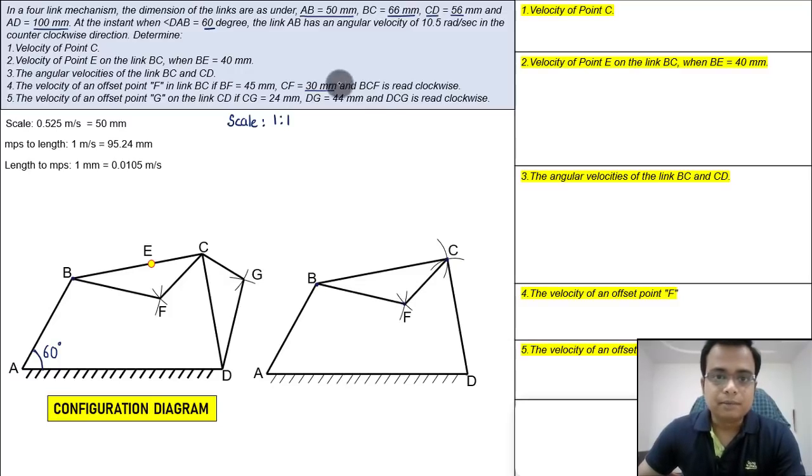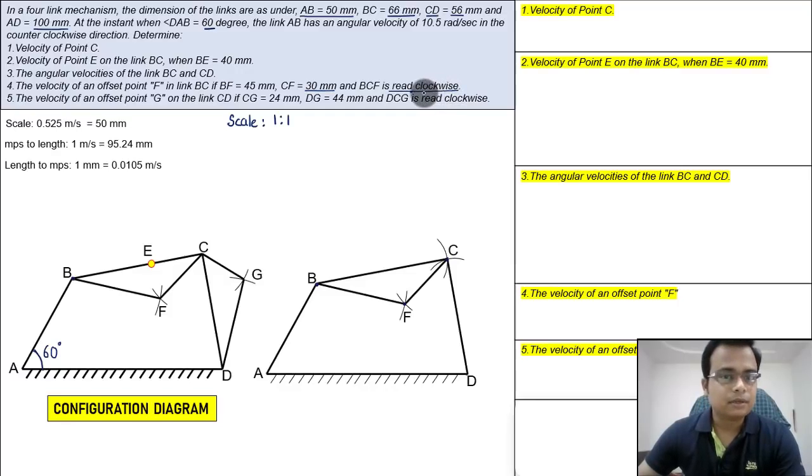And you can clearly see BCF is read clockwise. So B, C and then F. That's why we took these arcs below BC. Had we taken them above BC, then it would have read anti-clockwise, which is not a condition given in the problem. I hope you can understand this.